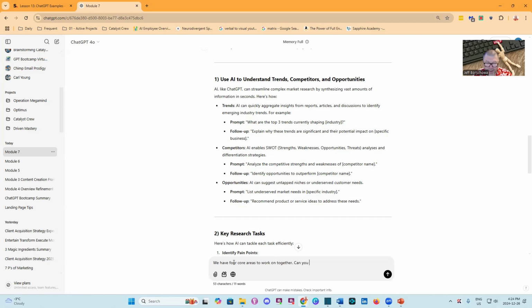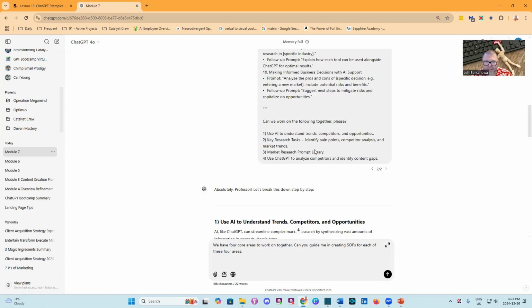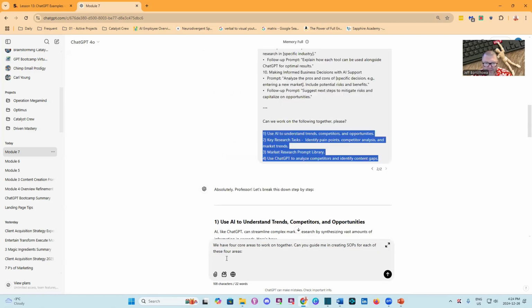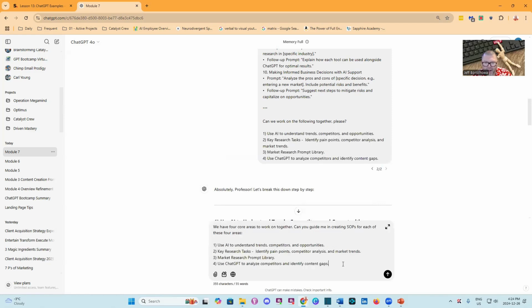Can you guide me in creating SOPs for each of these four areas? Now, I like to be specific. I like to list things. Sometimes it feels a little repetitive.